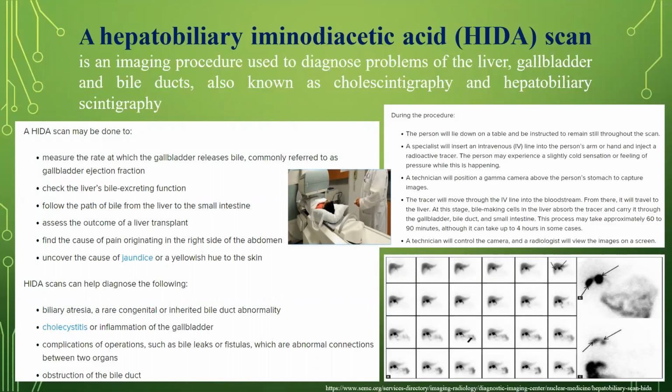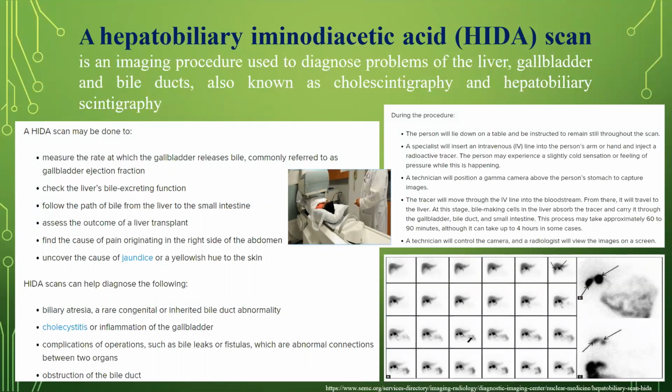Follow the path of the bile from the liver to the small intestine, assess the outcome of a liver transplant, find the cause of pain originating in the right side of the abdomen, and uncover the cause of jaundice, a yellowish hue to the skin. A HIDA scan can help diagnose biliary atresia, cholecystitis or inflammation of the gallbladder, complications of operations, and obstruction of the bile duct.